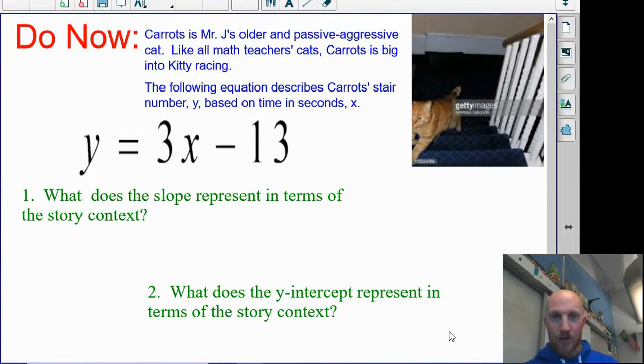My cat, Carrots, is my older and passive-aggressive cat. Actually, passed away in 2021. And like all math teachers' cats, Carrots is big into stair climbing, and it always was. So the following equation describes Carrots' stair number y based on time measured in seconds. So there's a couple of questions there. Hit pause on the video so you've got your answers figured out.